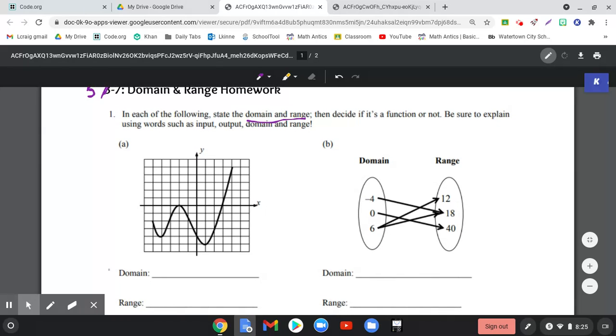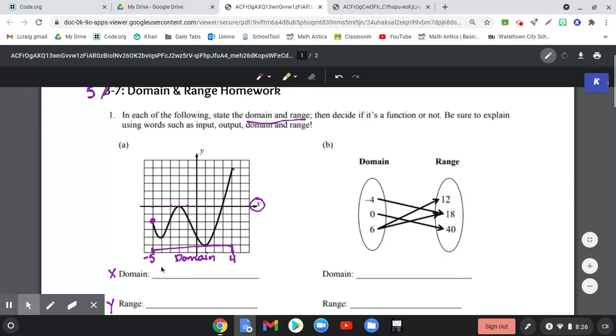Remember, D comes before R and X comes before Y. So your domain, those are all the X's being used. Well, the furthest point to the left is here. So that would be an X value of -1, -2, -3, -4, -5. And the furthest point, the biggest X value to the right is this guy up here. So that would be 1, 2, 3, 4. So your X's that are being used go from -5 to 4. That's your domain.